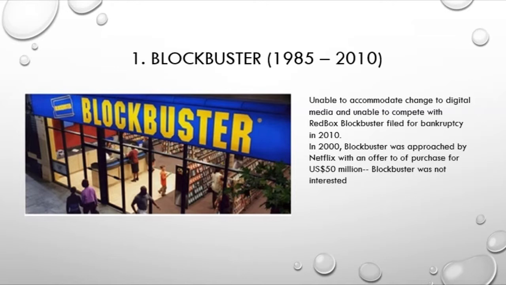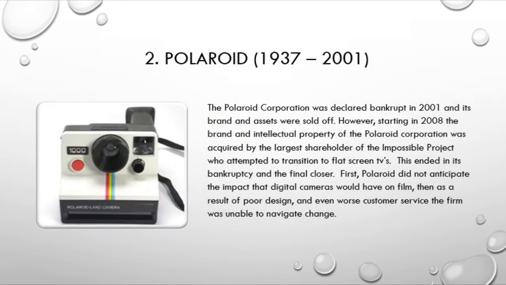In the year 2000, Blockbuster was approached by Netflix with an offer to purchase for more than $50 million. Blockbuster wasn't interested. The Polaroid Corporation was declared bankrupt in 2001, and its brand and assets were sold off. However, starting in 2008, the brand and intellectual property of the Polaroid Corporation was acquired by the largest shareholder of the Impossible Project, who attempted to transition to flat-screen TVs. This ended in its bankruptcy and final closure.